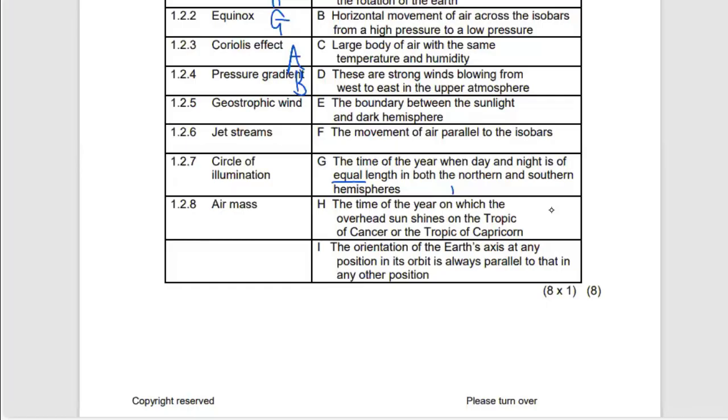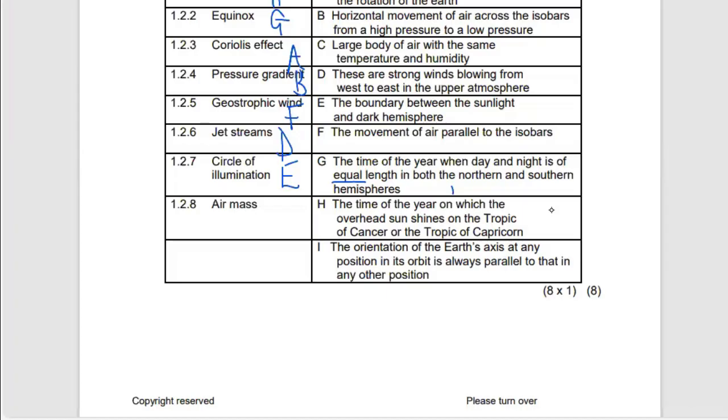So our description of a geostrophic wind matches with item F, which says the movement of air parallel to the isobars. Then jet streams, what we call jet streams, those are strong winds which blow in the upper atmosphere. The description for jet streams matches with the response number D. Number D says, these are strong winds blowing from the west to the east in the upper atmosphere. Those are jet streams. Circle of illumination matches with item E, which says the boundary between the sunlight and the dark hemisphere.